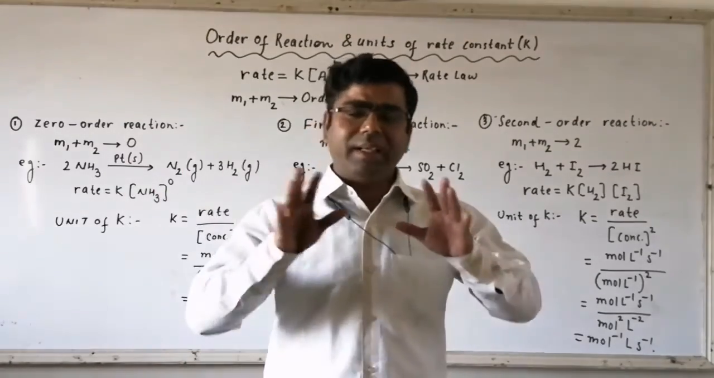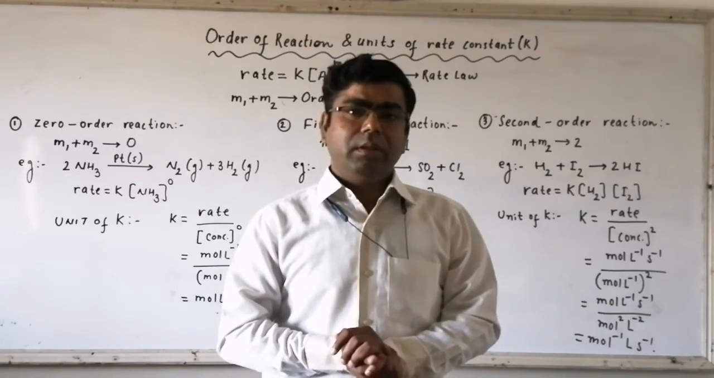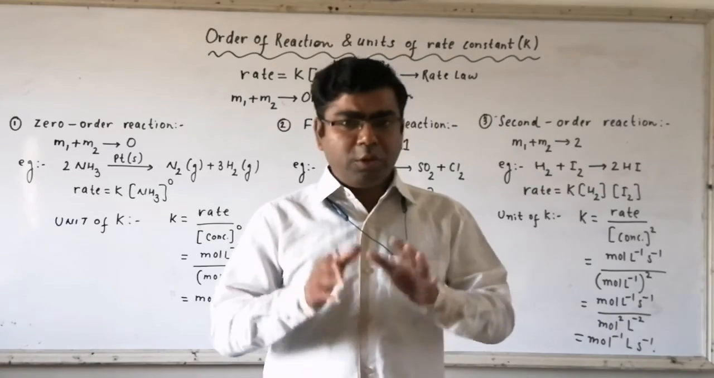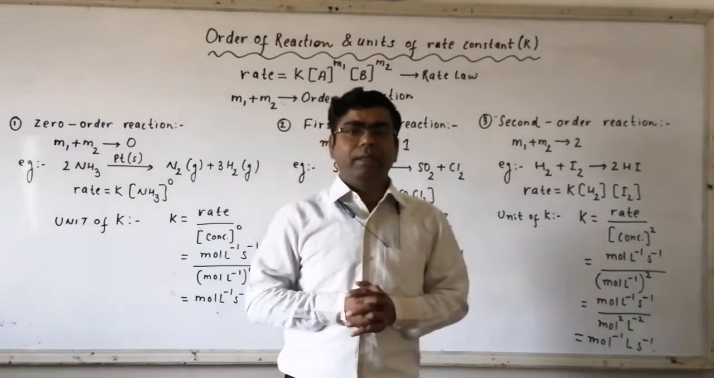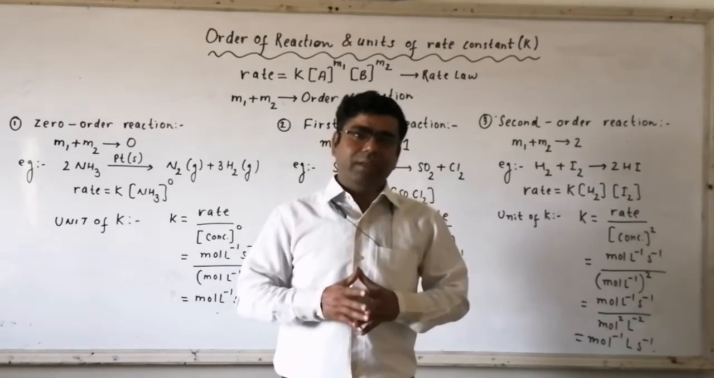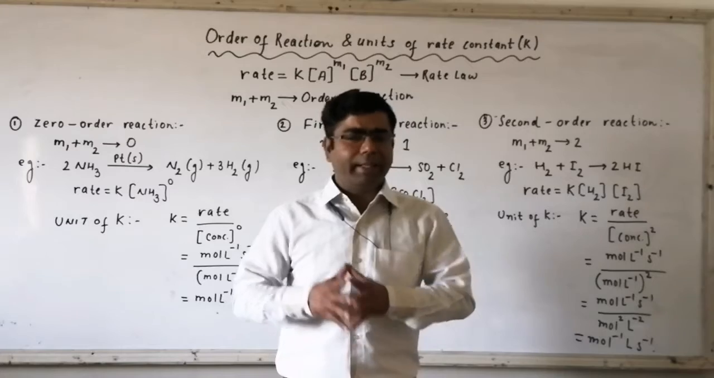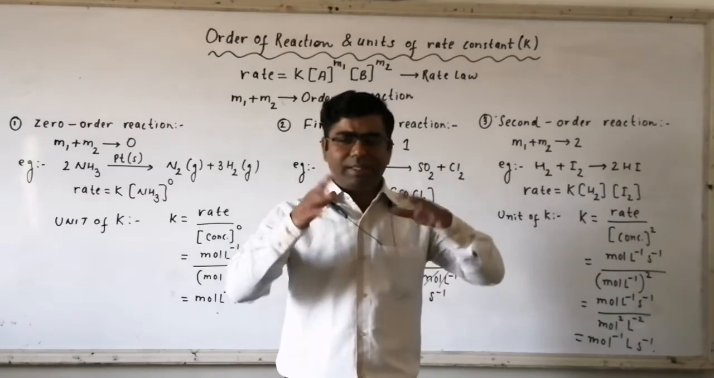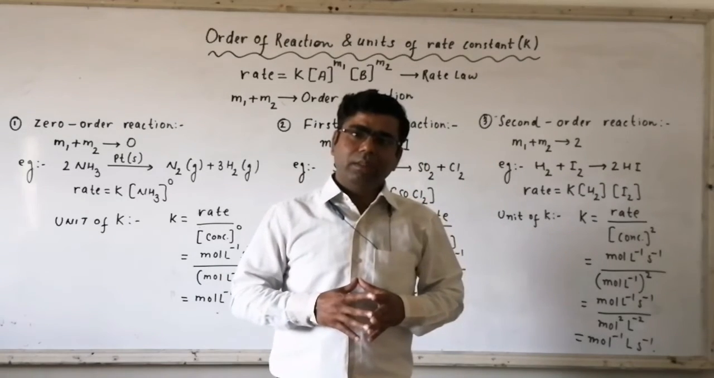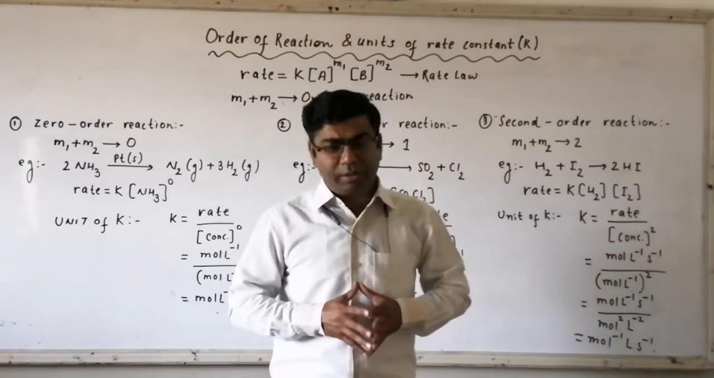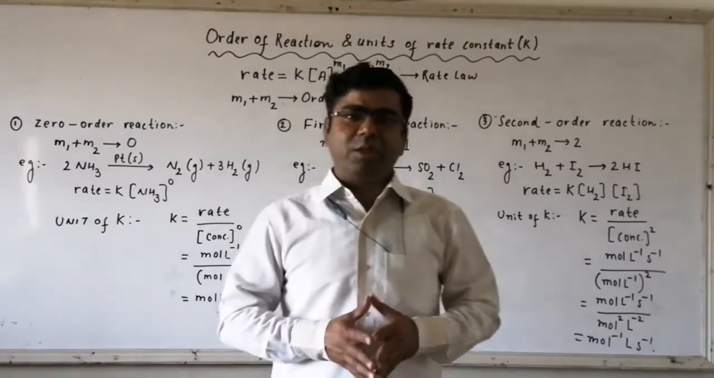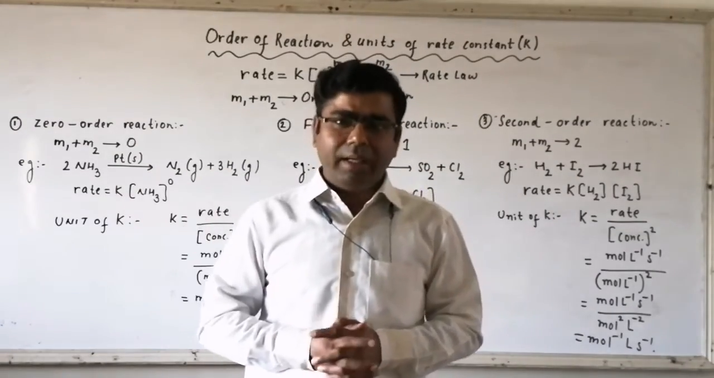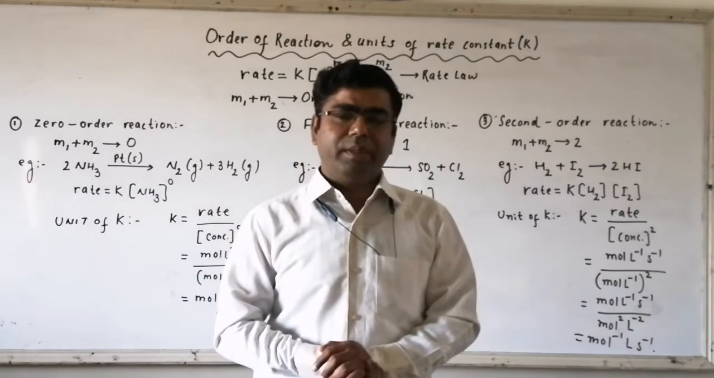If we increase or decrease the concentration of ammonia, it will not affect the rate of reaction. So zero order reactions are those reactions in which rate of reaction remains unaffected by the concentration of the reactant. If we increase the concentration of ammonia, there will be no increase in rate of reaction. If we decrease the concentration of ammonia, then there will be no decrease in the rate of reaction, because rate of reaction here is independent of concentration.